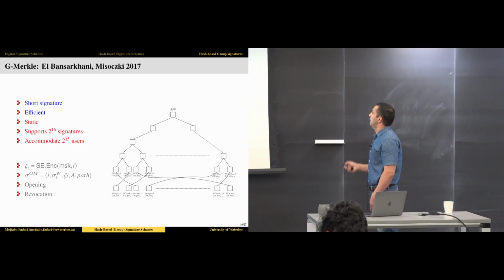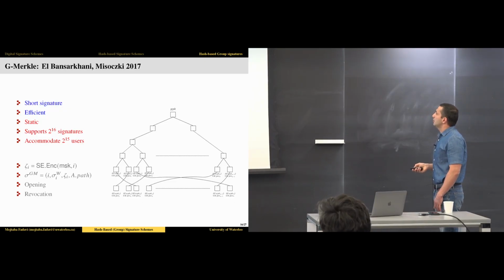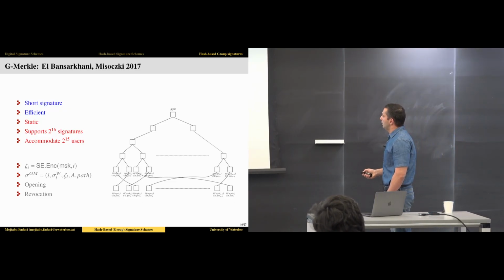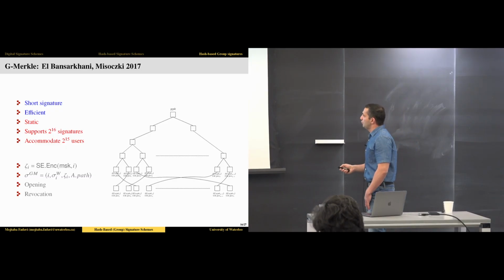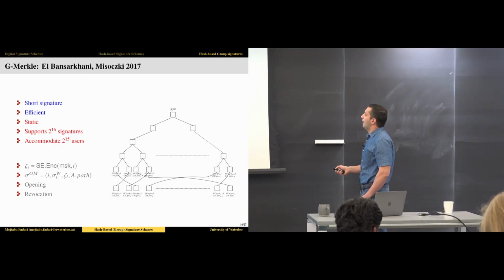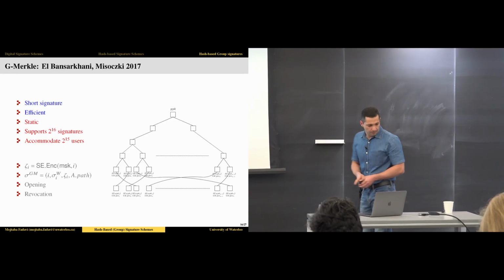Okay, but let's go to the details of some schemes. In G Merkle, they use a Merkle tree. It works like this. Users generate their own secret and public keys. They send public keys to the manager. The manager uses a strong pseudorandom permutation to permute the leaf nodes and adds an encrypted value shown with zeta. MSK is the manager's secret key.